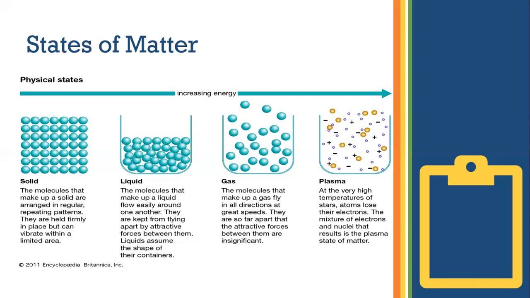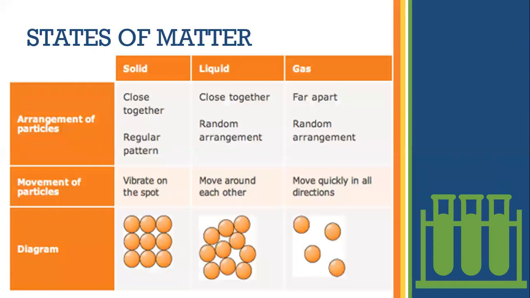All right, students? Now, states of matter. Here we have a table on how the particles in the three main states of matter are arranged, how they move, as well as diagrams to represent them. Now for solids, the particles are arranged close together. In liquids, they're also close together, but there is a little space between them, or there are spaces between them. And for gases, the particles are arranged far apart.